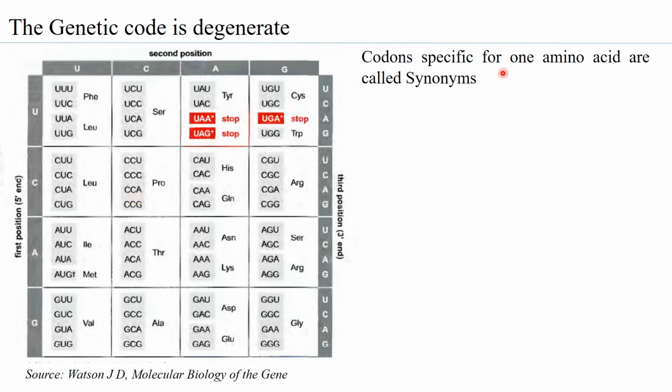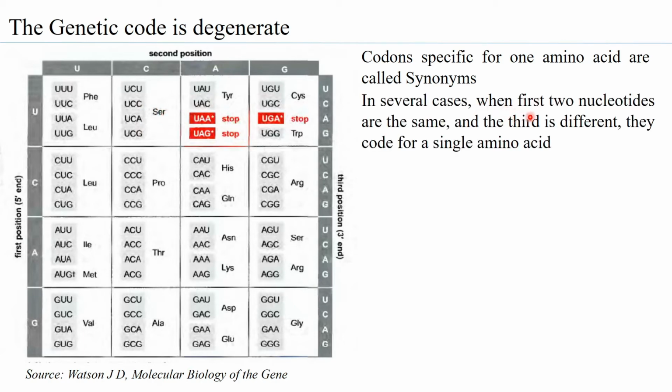Codons that are specific for one amino acid are called synonyms. Consider here, there are 4 codons coding for serine. All these 4 codons are considered to be synonyms, and you can make out that the degeneracy is here. You have more than one codon coding for one amino acid, 4 for one, and therefore degeneracy. Another important fact that was observed is that when the first two nucleotides are the same and the third is different, they can code for a single amino acid.